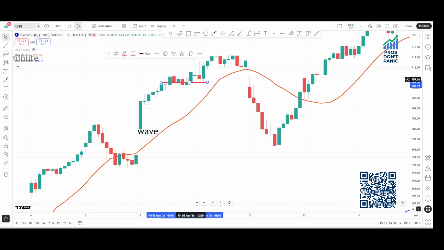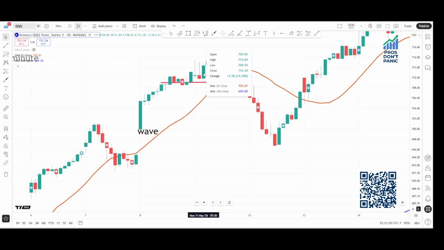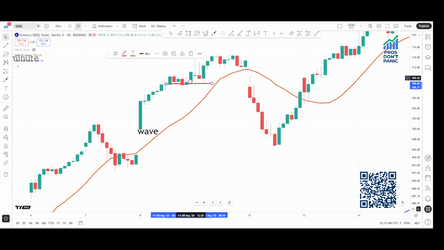Now, there is a possibility that you wanted to re-enter here as it cleared these reds. It's called a color change. If you were to have entered here, just to let you know, this bar's low is 708.92. This bar's low is 709. So this bar just barely took you out. Depending on where you set your stop, this bar would have taken you out and you're out.